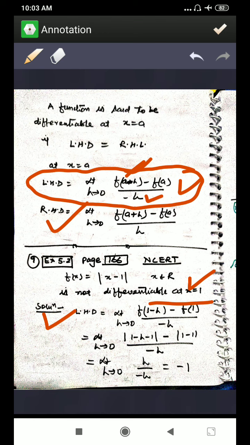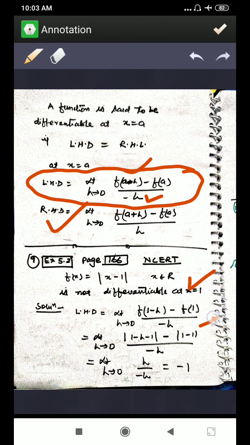Now write the value of f of 1 minus h from this. In f of 1 minus h, you replace x by 1 minus h. So it will be modulus of 1 minus h minus 1, minus sign in between. Now you have to write the value of f(1). So f(1) also we'll calculate from this. It will be modulus of 1 minus 1, and in the denominator it is minus h. Clear? Now you see.